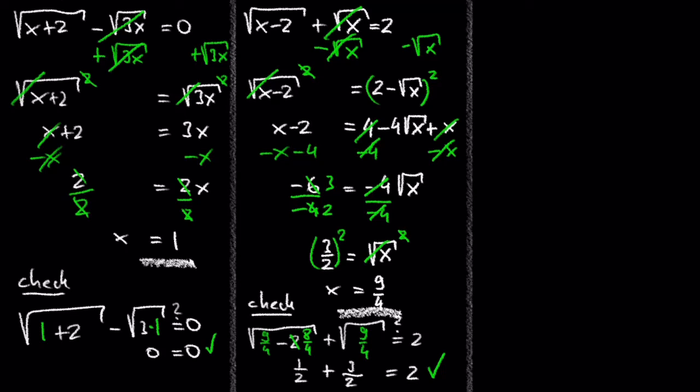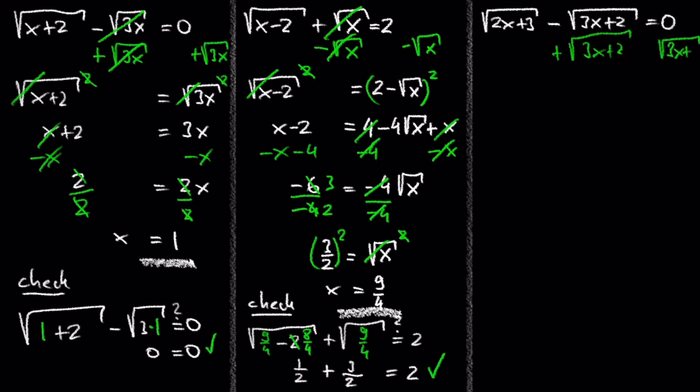What about this example? The square root of 2x plus 3 minus the square root of 3x plus 2 equals 0. Adding the square root of 3x plus 2 to both sides leads us to the square root of 2x plus 3 equals the square root of 3x plus 2. And after squaring both sides, we get 2x plus 3 equals 3x plus 2.